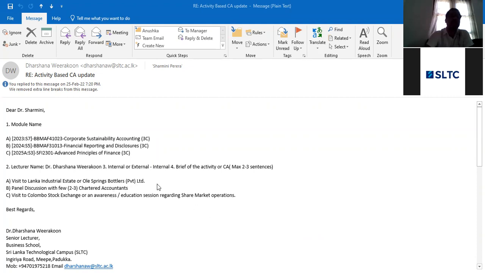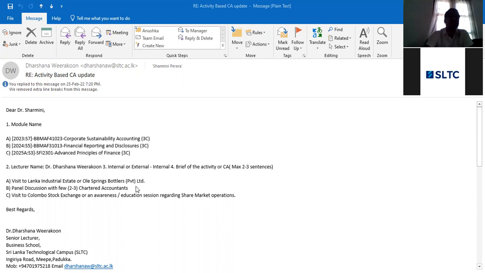For the previous two batches, in corporate sustainability accounting, I will take them to Lanka Industrial Estate in Sapugaskanda or Les Spring Bottlers to teach them the practical way of how corporates comply with corporate social responsibility, CSR. Then for the third year batch, financial reporting and disclosure, which is purely based on accounting standards, there will be a panel discussion with chartered accountants. One will be from Sri Lanka, who has an audit firm and is a leading audit partner, plus another two chartered accountant practitioners, one from Sri Lanka and one from overseas. They will explain that exposure.